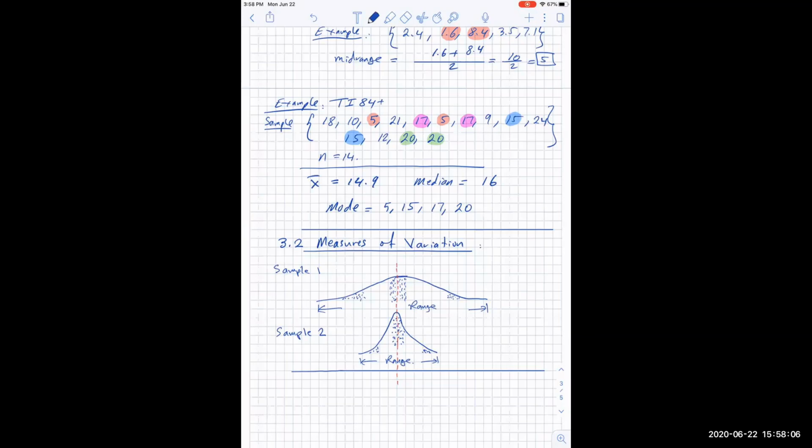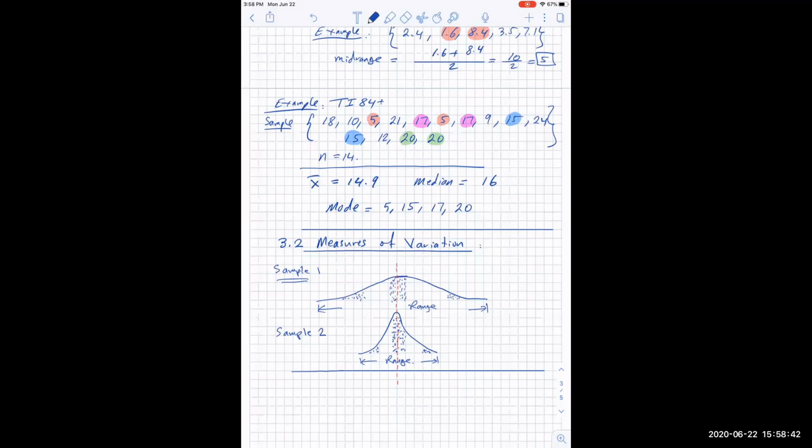So the spread, the data values in the first sample have more spread, more range. They are spread out more than the data values in the second sample. In the second sample, the data values are centered in the middle, with a few values a little bit above and a few values below the mean. But for the first sample, the spread is much, much more than the second one. So we need to measure, guys, the variation in our sample.